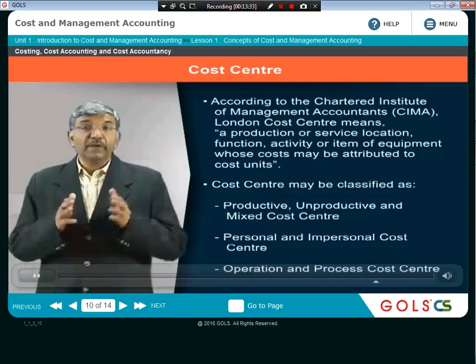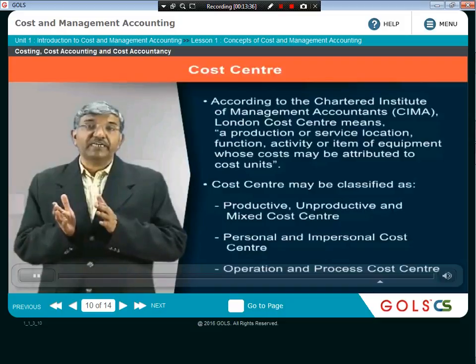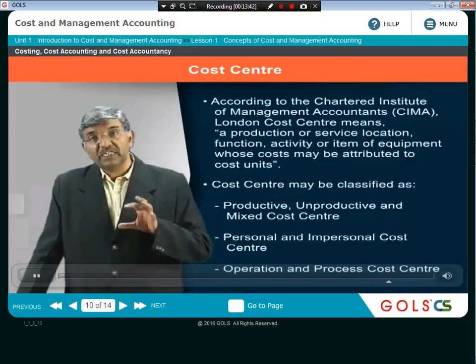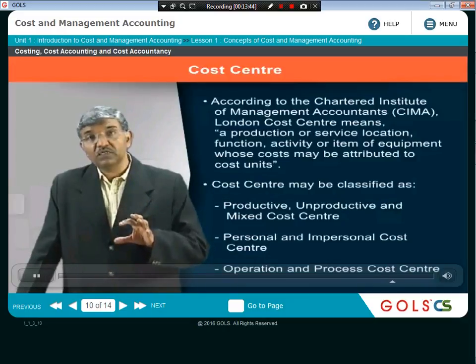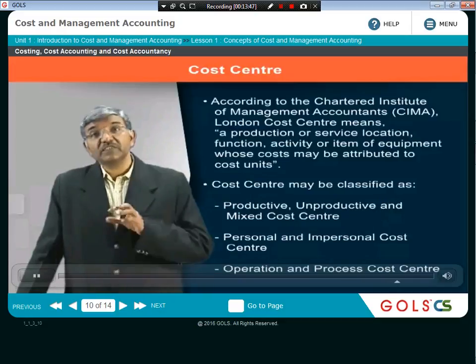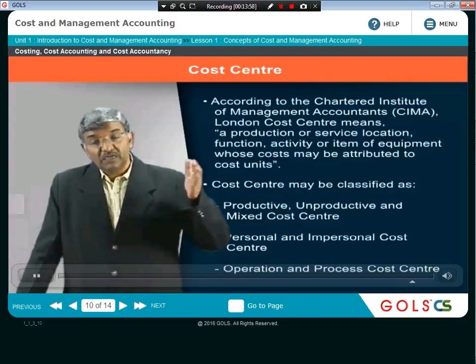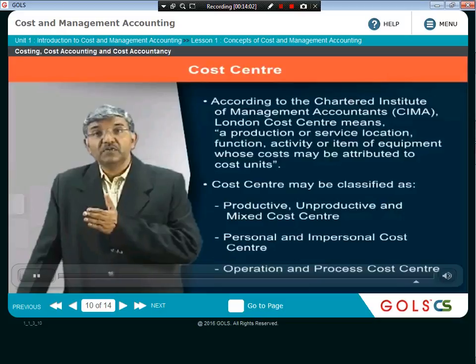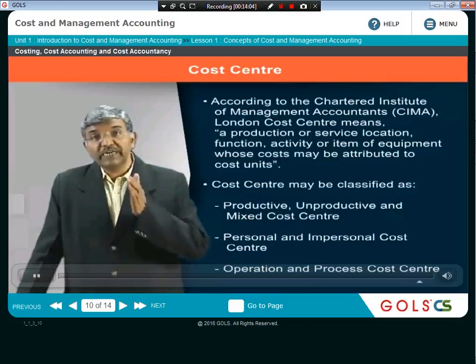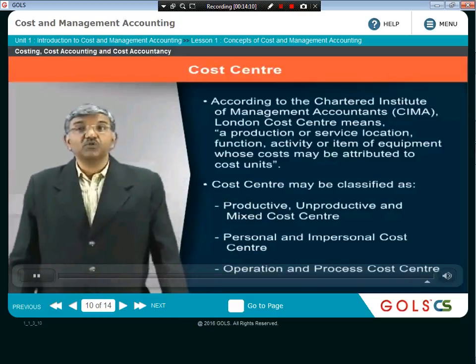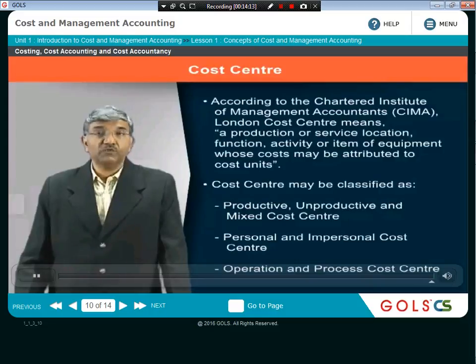Personal and impersonal: certain centers will be in relation to persons. Personal would be the canteen expenses, in relation to the laborers, workers, their personal or staff welfare expenses. Impersonal expenses are not in relation to persons. Operation and process cost center: a process is the expenses incurred for a production, where that production is divided into different stages. For every stage, how much cost is incurred has to be calculated. That is called process cost center wise, and the cost will be attributed.